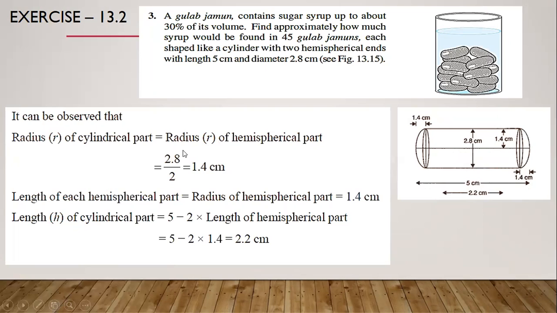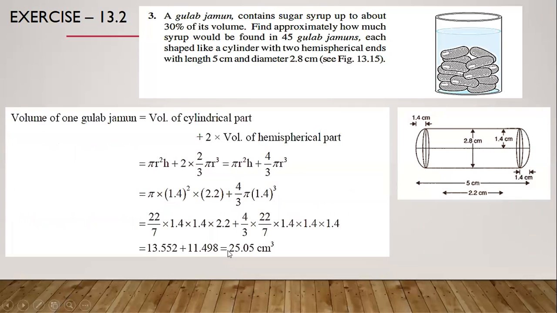The radius of the cylindrical part and the radius of the hemispherical part, small r, is the same, which is equal to 2.8 by 2, that is 1.4 centimeter. The length of each hemispherical part will be the radius, 1.4 centimeter. So the length of the cylindrical part is 5 minus 2 times 1.4, which is 2.2 centimeter.